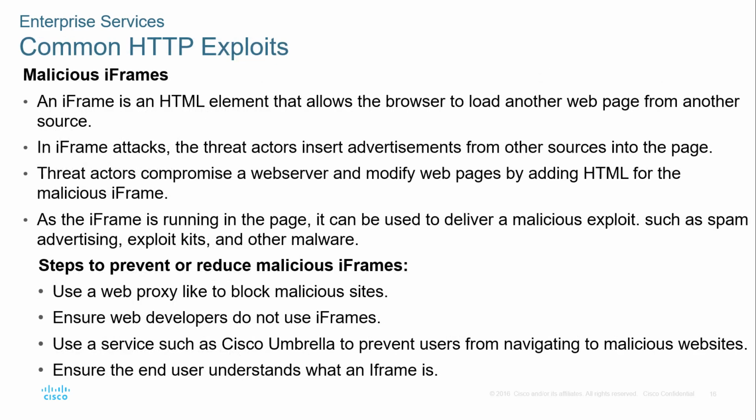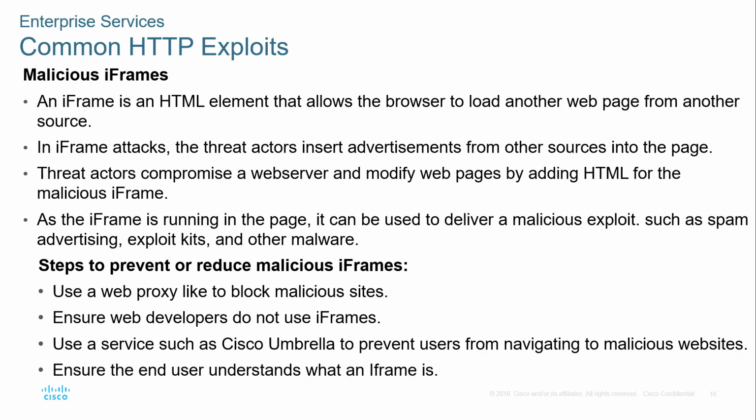Other forms of HTTP exploits could be like malicious iframes. Again, an iframe is an HTML element that allows the browser to load another web page from another source. So you may have the main web page, but you could have sections of that web page that load additional content. Maybe the left side or the right side that load other content from other locations. Well, those are called iframes. Those iframes can actually load malicious content.